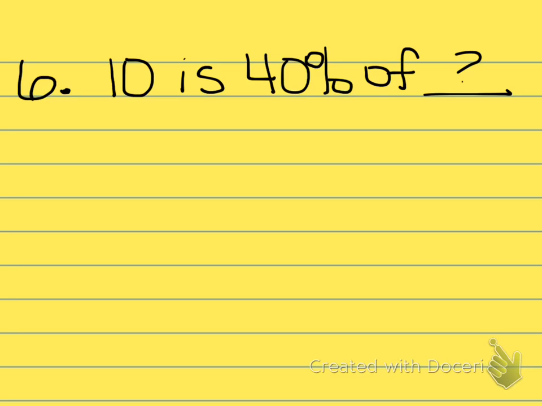So again, I just showed you the two different methods. I really prefer using the proportion method whenever it's convenient. So I'm going to go ahead and start setting this up using the proportion method. I've got my 40%.